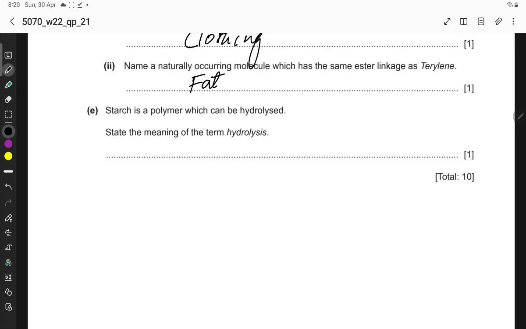Starch is a polymer which can be hydrolyzed. State the meaning of the term hydrolysis. Breakdown of a substance by water.